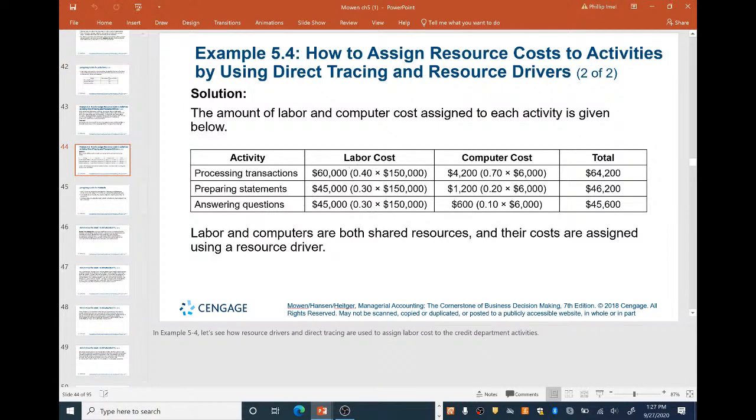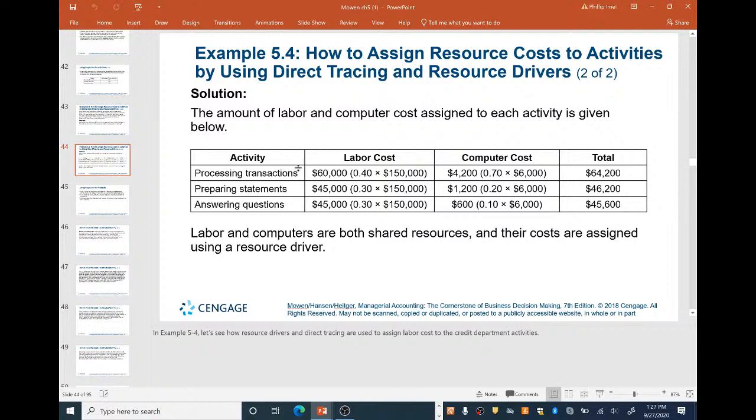Okay, next we have labor costs, and then the following column we have computer costs, and then the last is the total, which is going to be the sum of the labor cost and the computer cost. So we can see here labor cost is $60,000, computer cost is $4,200 for a total of $64,200. Okay, so let's look at here with this processing transaction.